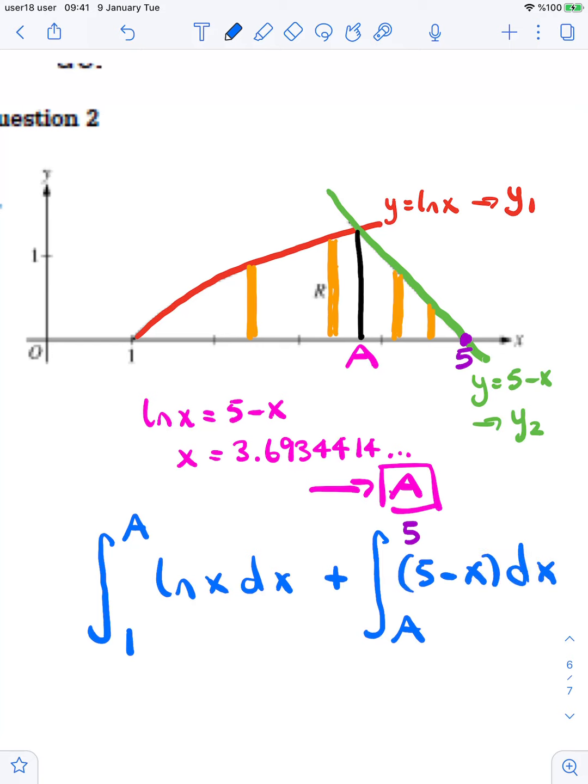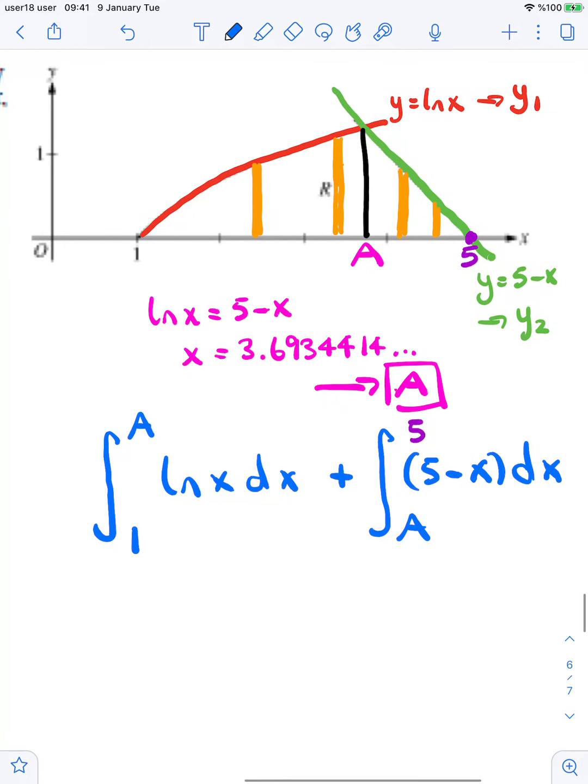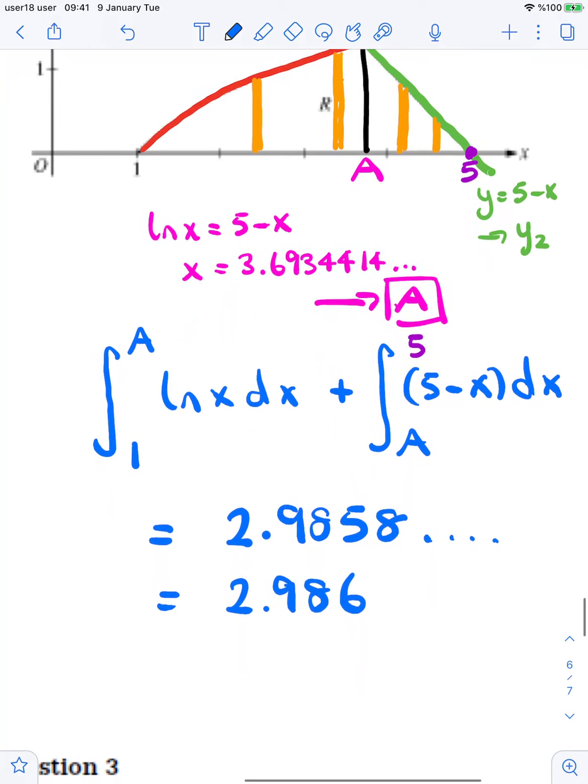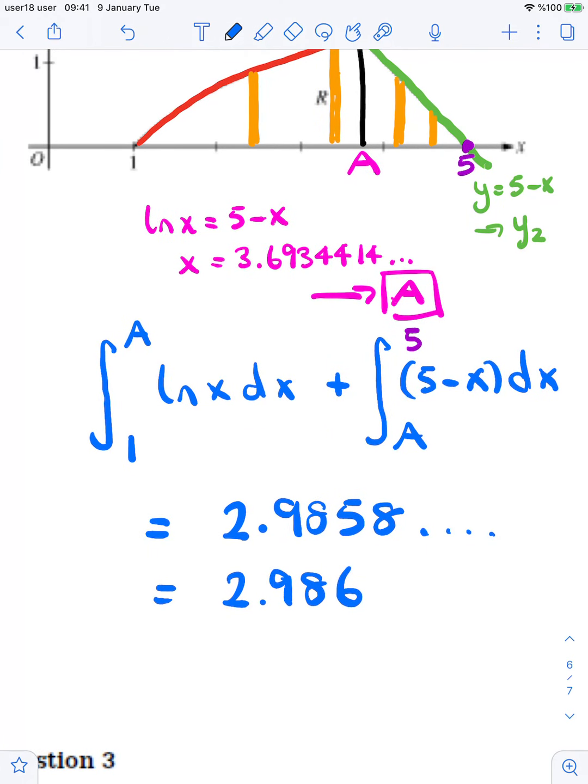And you can put all of that into one line of your calculator and you will arrive at the answer 2.9858..., which to 3 decimal places is 2.986. But as I said on the previous little video, if you say 2.985, that will also get you full marks.